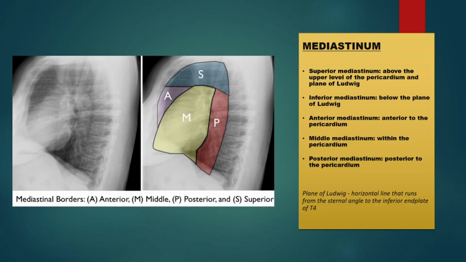Then the mediastinal compartments. These are usually visualized in the lateral chest X-ray. Superior, anterior, middle and posterior mediastinal component. Superior mediastinum is above the pericardium. Anterior is anterior to the pericardium. Middle is within the pericardium and posterior is posterior to the pericardium. And superior mediastinum also is above the plane of Ludwig, that is from the sternal angle to the inferior end plate of the T4 vertebra. This is important to localize various pathologies. For example, certain pathologies may occur in the superior mediastinum.